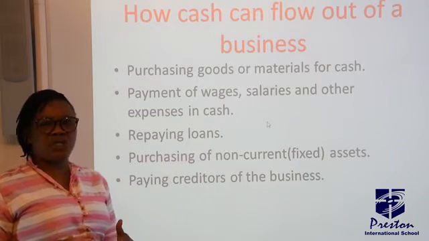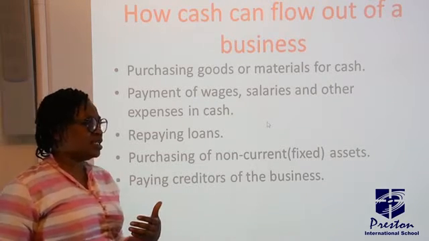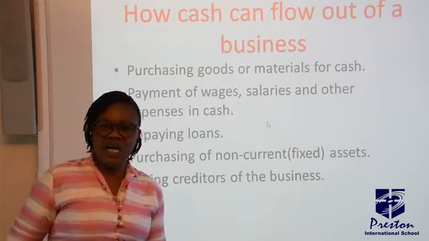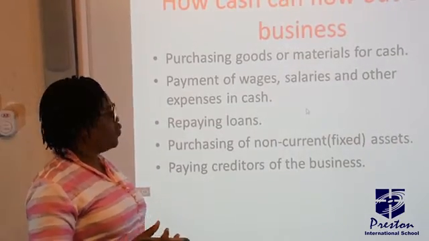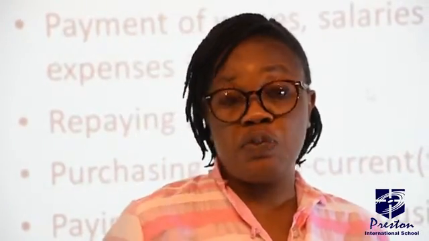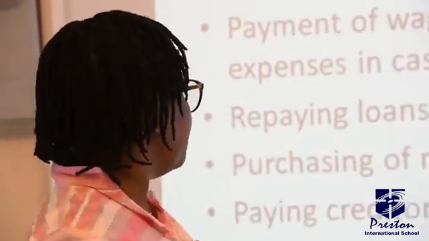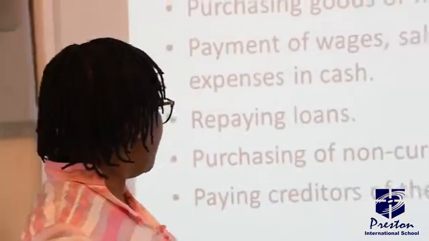Now, we go to the next one. How cash can flow out of a business. How do you think cash can flow out of a business? For example, you have your business, just as I used Preston Superloaf as an example. If they want to make the bread, they have to go to the market and get the materials. In getting these materials, which they will use in producing the bread, they will have to pay. They will pay in exchange for the materials which they're going to use for the production of the bread. That is another way through which cash can flow out of a business. Now, payment of wages and salaries. You have to pay your workers. They can't just be working for you without you paying them. Then repaying loans. If you have some loans you are servicing, you have to pay back the loan. Purchasing of non-current assets, and paying creditors.